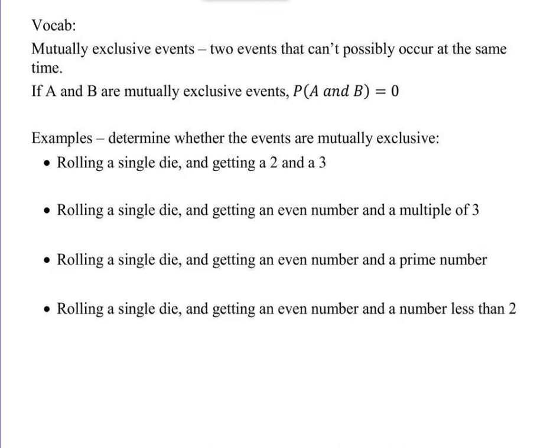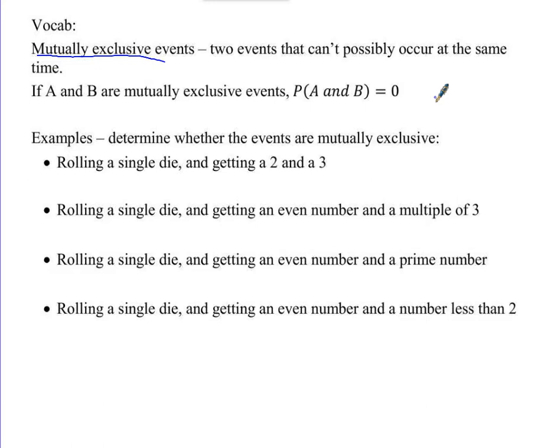The next little block of stuff in this section is mutually exclusive events. I've subtly said this phrase a couple of times, now we actually get to know what it means. Mutually exclusive, you may have heard before, used elsewhere. But in math, it means that 2 events can't possibly occur at the same time. It's impossible for them to occur at the same time. So if A and B are mutually exclusive events, then the probability of A and B occurring at the same time is 0, because they can't possibly occur together.